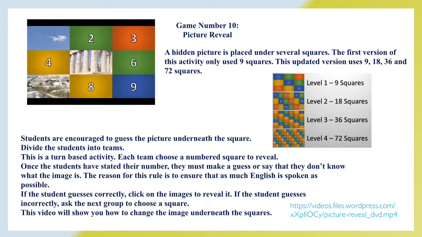If the student guesses correctly, click on the image to reveal it. If the student guesses incorrectly, ask the next group to choose a square. This video will show you how to change the image underneath the squares.